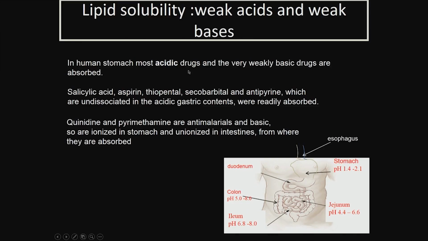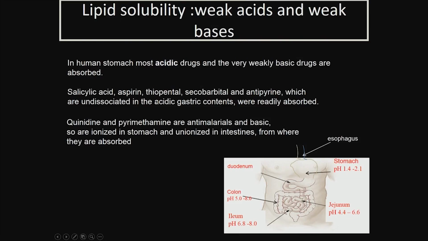In the human stomach, most acidic drugs and the very weakly basic drugs are absorbed. So that is in the stomach: highly acidic drugs and weakly basic drugs. Salicylic acid, aspirin, thiopental, secobarbital, antipyrin are undissociated in the acidic gastric contents because they are acidic drugs and the pH is also highly acidic. So they do not get dissociated, so they get absorbed.